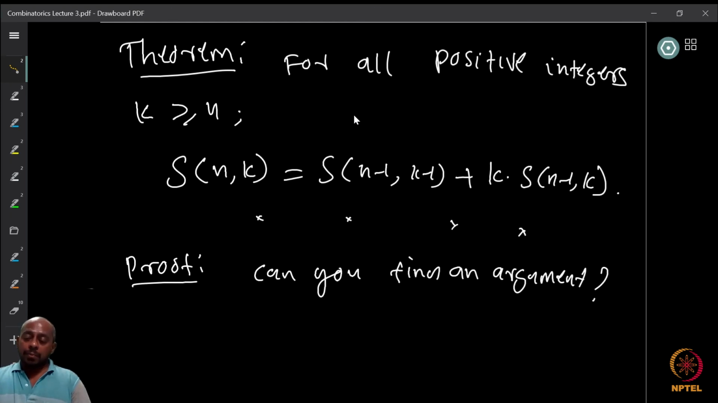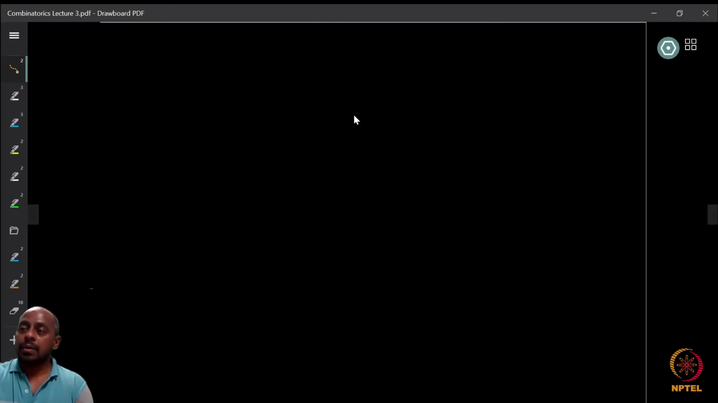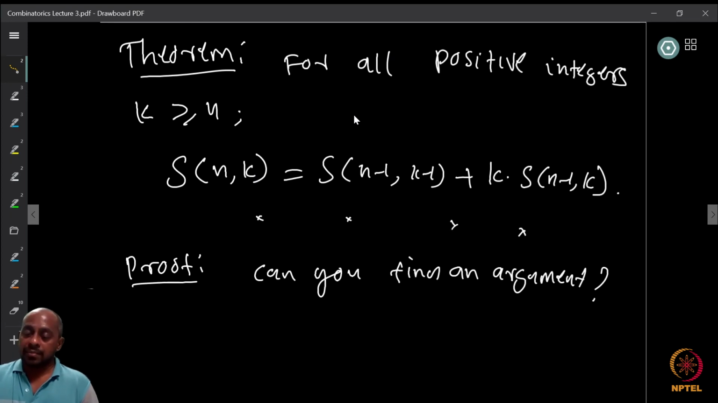So can you find an argument why this is the recursive formula for S(n,k)? This is the recursive formula definition for S(n,k). It depends on S(n-1,k-1) and S(n-1,k), and recursively it can depend on the previous ones. So this is what I want you to do. Think about how to do this, and we stop for today. We will continue with the proof of this and other results in the next lectures.